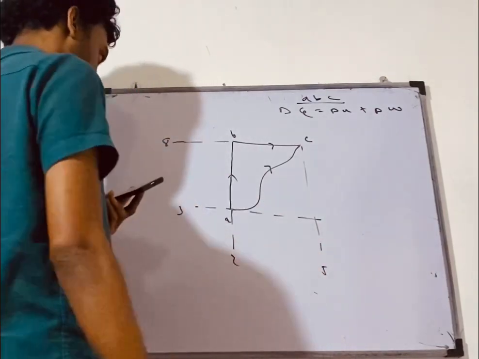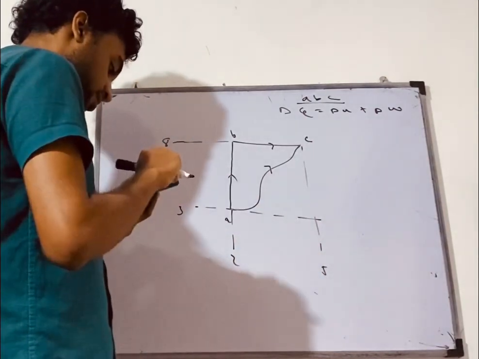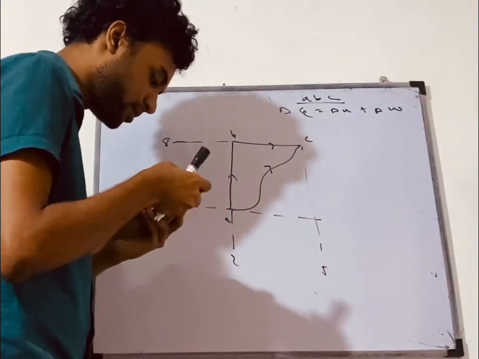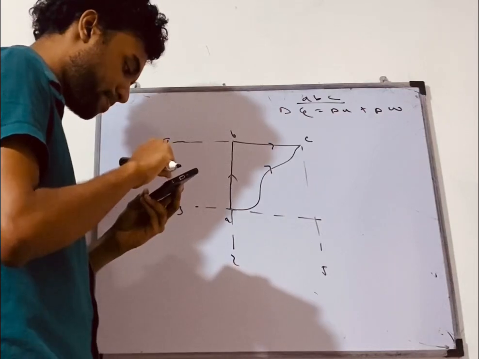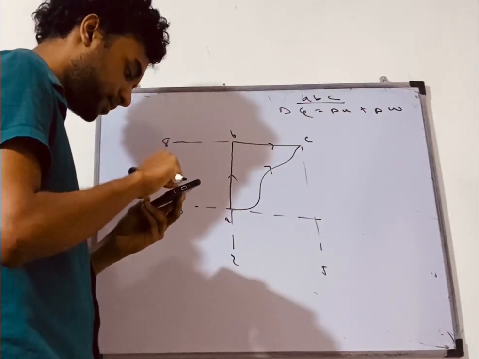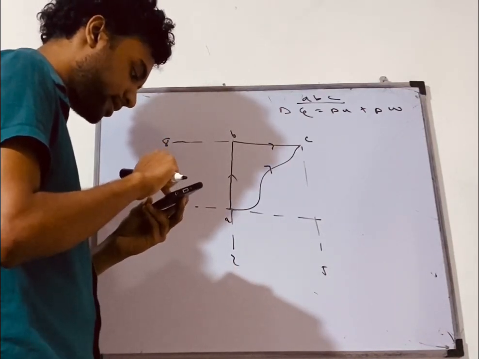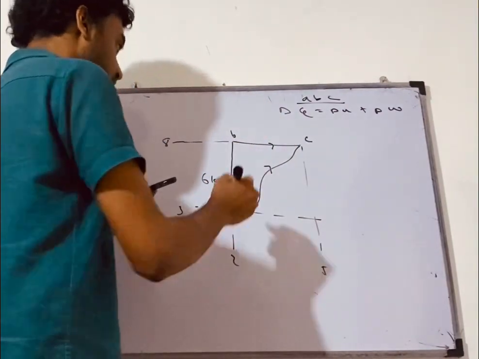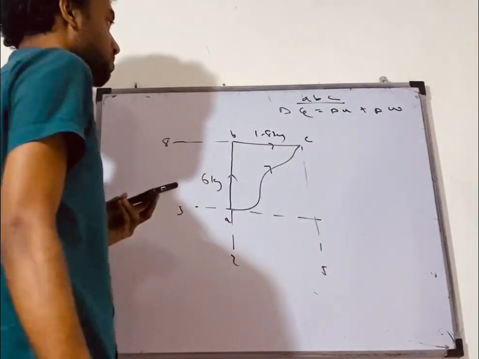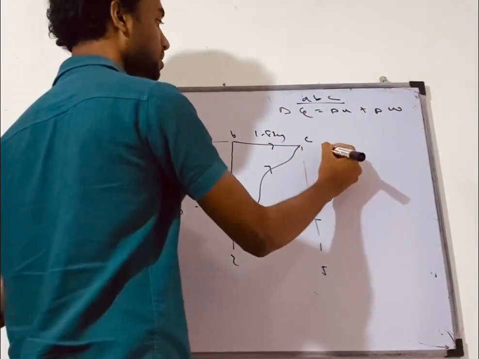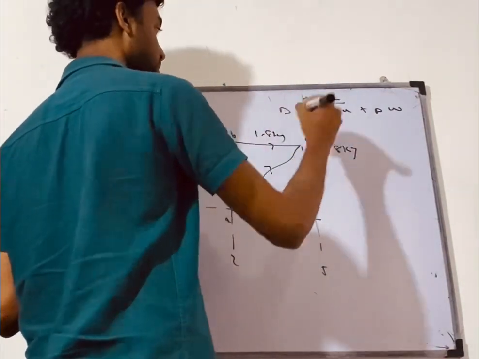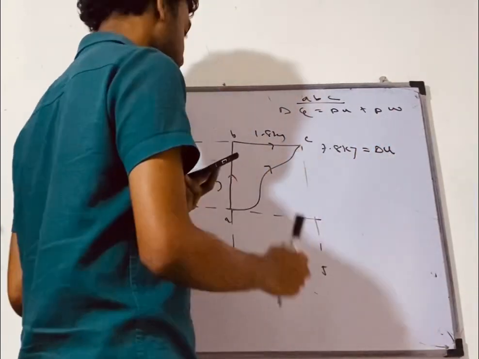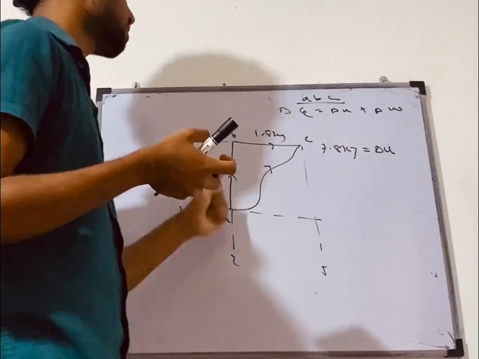Along this path AB, the heat absorbed is given. Let's see, what's the heat absorbed? The heat absorbed is 6 kilojoules, right? And here the heat absorbed is what? 1.8 kilojoules. So a total of 7.8 kilojoules of heat is absorbed along the path ABC. So I don't know the internal energy change. What's the work done along the path ABC?